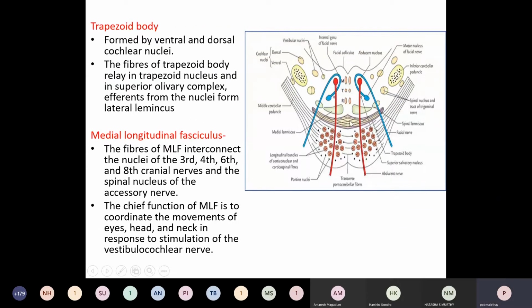So what is a trapezoid body? It is formed by the decussation of the fibers arising from the ventral and dorsal cochlear nuclei. These fibers relay in the superior olivary nucleus. The medial longitudinal fasciculus is formed by the fibers which connect the 3rd, 4th and 6th as well as the 8th cranial nerves. Its main function is that it coordinates the movements of the eyes, head and neck.